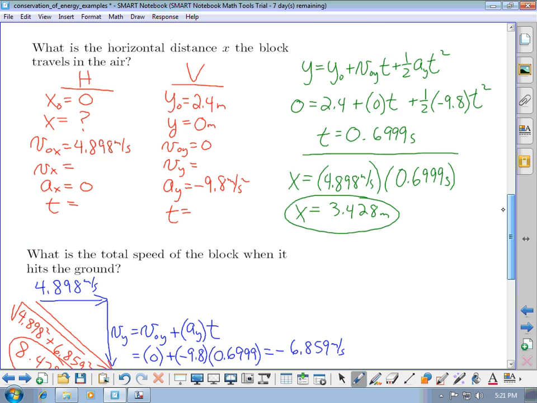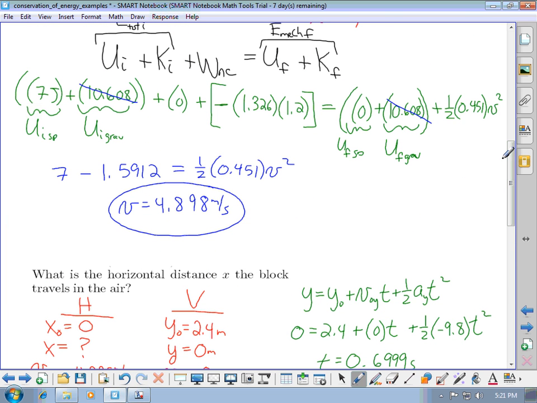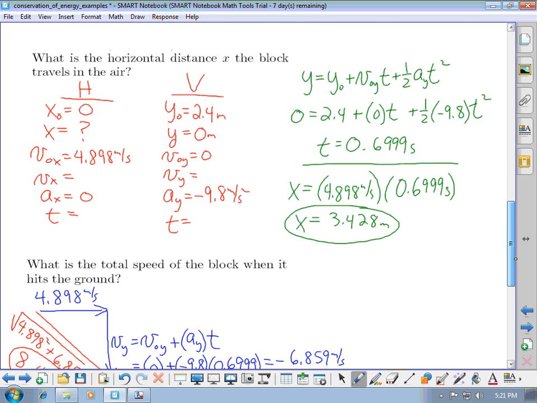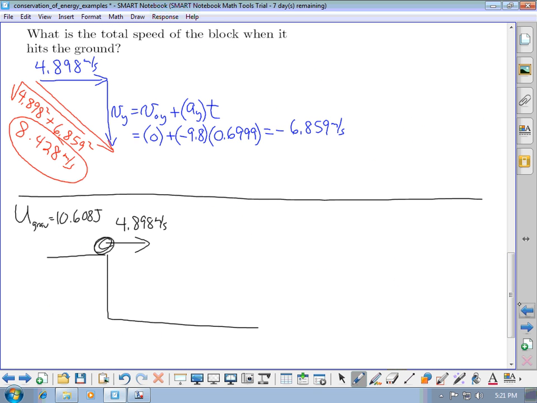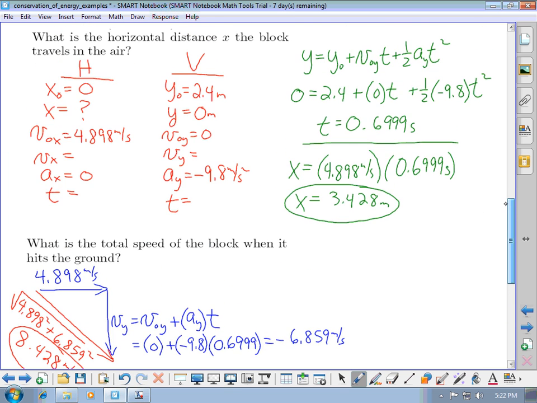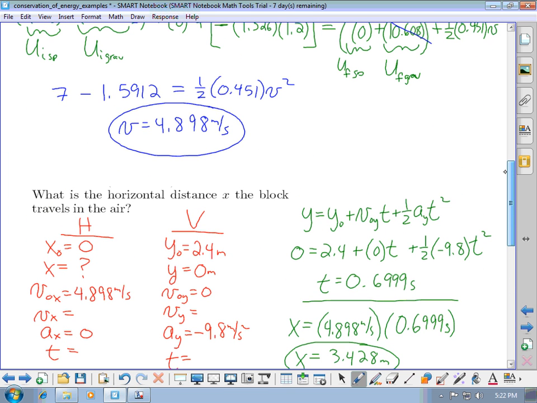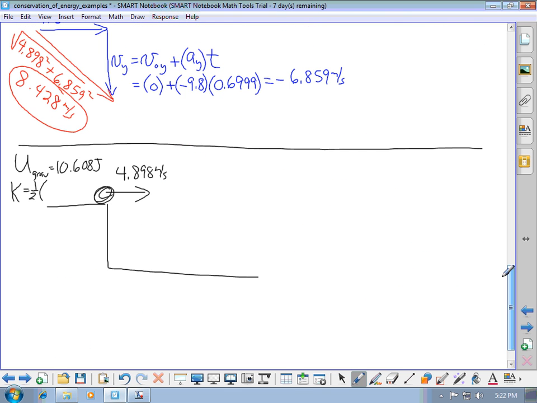And again, we had calculated that up here. That was the mass times 9.8 times the height. The kinetic energy is 1/2 times the mass. Again, we had that up here. So the mass was 0.451 times 4.898 squared.